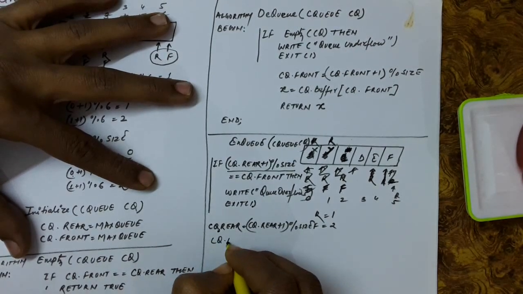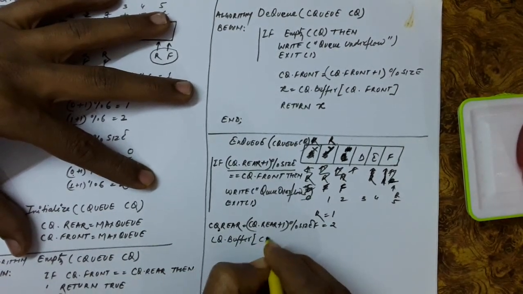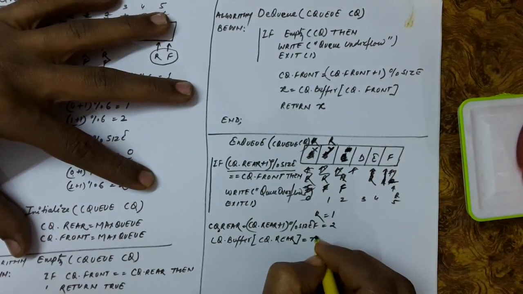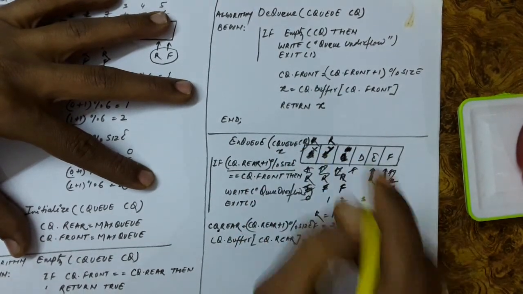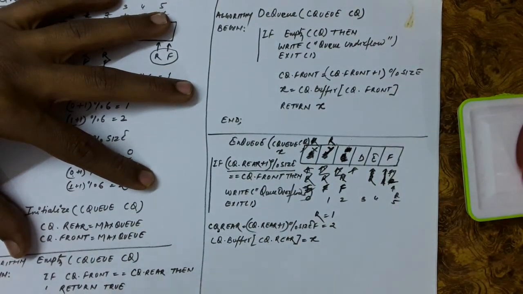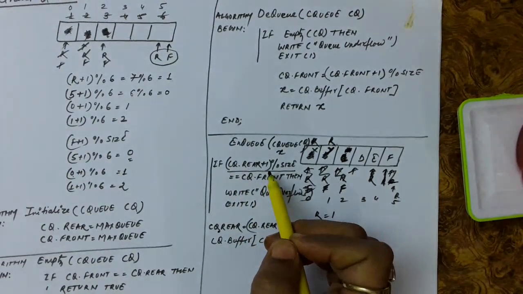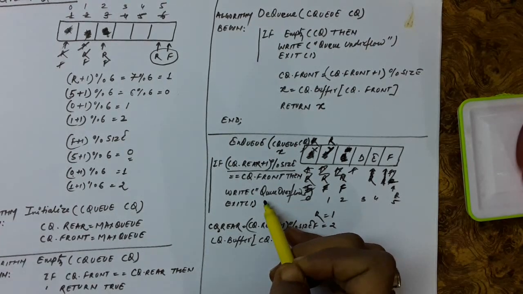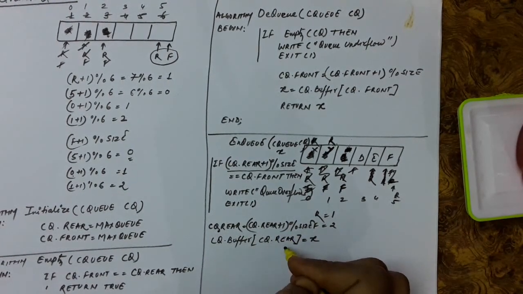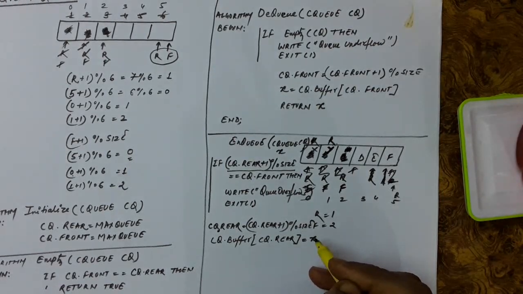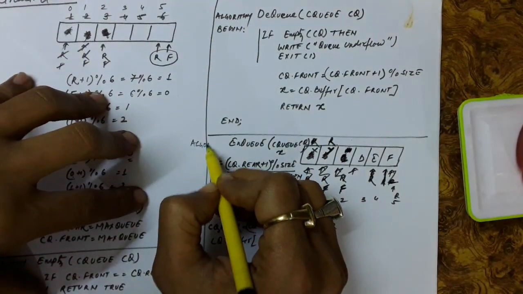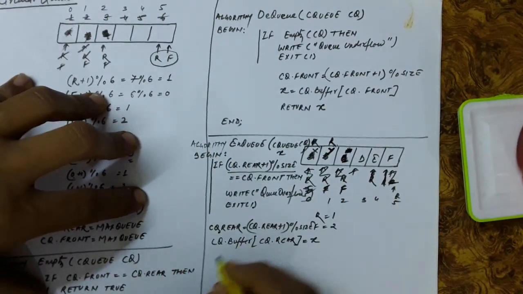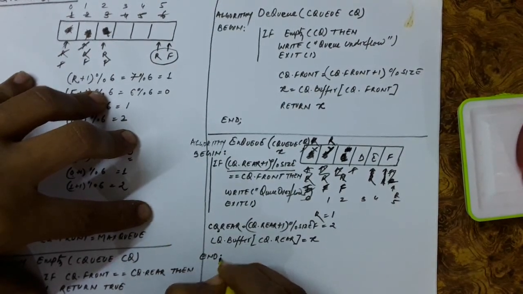In the buffer, at the rear position, insert the element x. Suppose the x parameter is also given in the enqueue. So if by updating rear it becomes equal to the front, then you will not allow that insertion to take place. But otherwise, you will update the rear and insert an item at the rear position. This is an algorithm, so let me write the keyword algorithm here. Begin here and end here. Thank you.